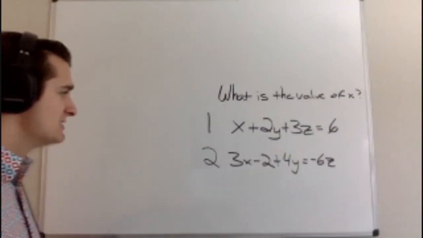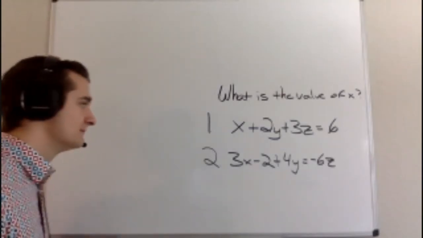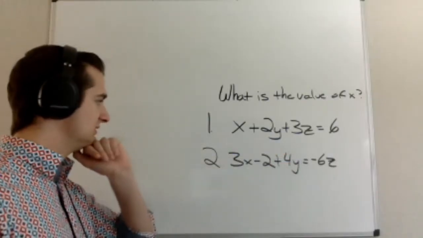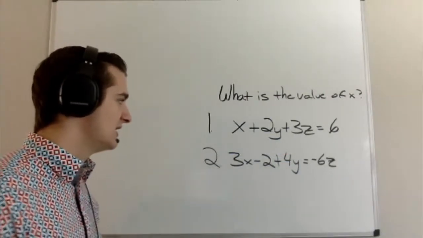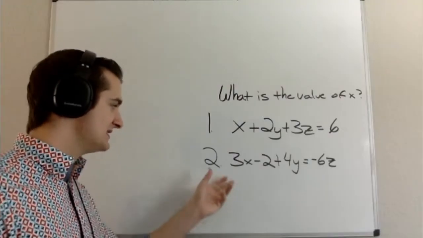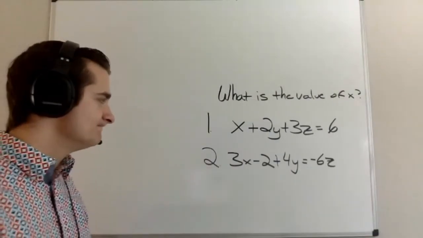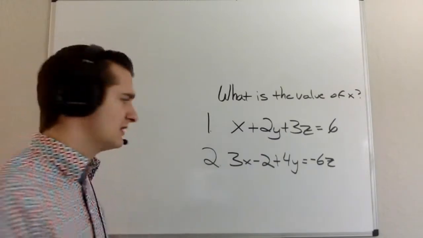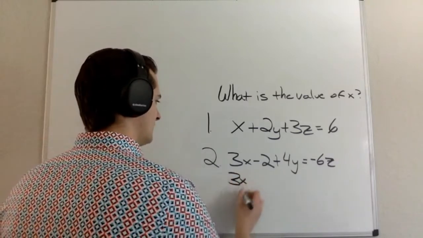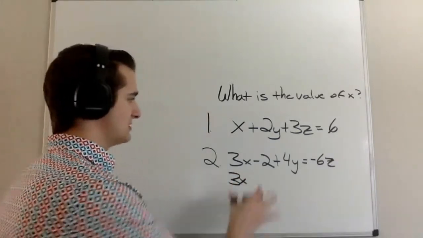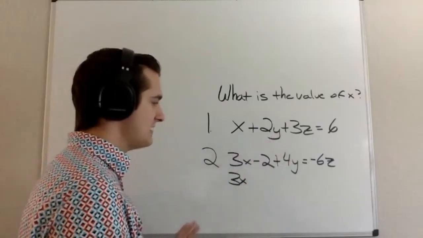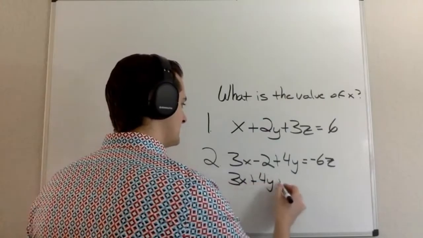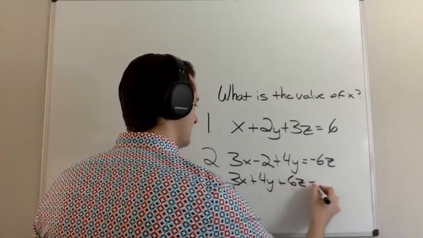And as you can see, with statement one, pretty quickly, hopefully, you recognize that it's not going to be sufficient. Statement two is not going to be sufficient either. One thing that I may do when I see statement two here is rearrange it so that it looks a little bit more like statement one. So I may rearrange it and say, okay, 3x plus 4y plus 6z is equal to 2.